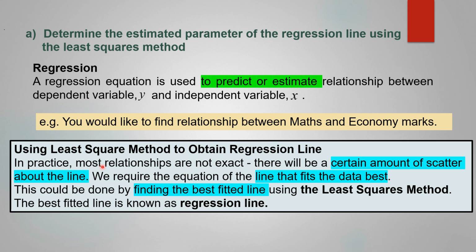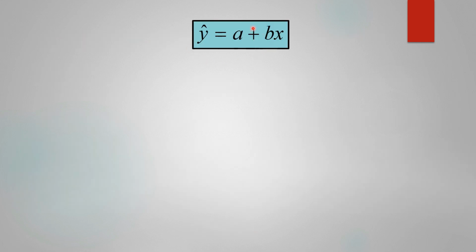In practice, most relationships are not exact. There will be a certain amount of scatter about the line. We require the equation of the line that fits the data best. This could be done by finding the best fitted line using the least squares method. The best fitted line is known as a regression line, and we will write the regression line as y hat equals a plus bx. So this will be our regression line, which is y hat equals a plus bx.